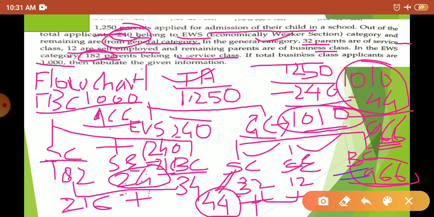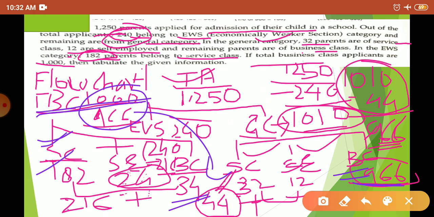Now it is the time of EWS. Service class is given as 182, but only this data is given. Total number of business class is given as 1000, and we know how many belong to general category, 966. So when we subtract these two numbers we get 34, and this is your business class data. Now we have this data and we don't know this one, so we add 182 plus 34 to get 216, and we subtract this 216 from 240, and in this way we get 24.